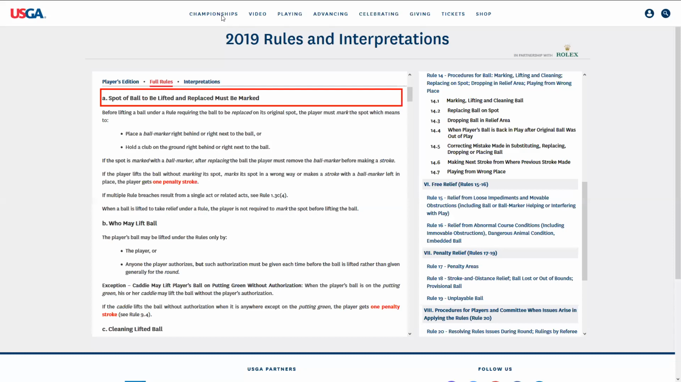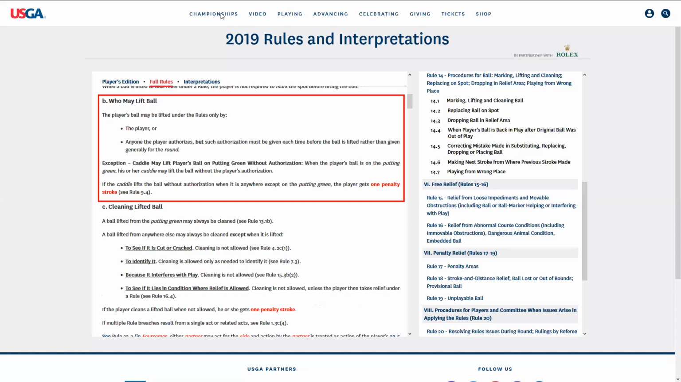14.1b, who may lift the ball? The player's ball may be lifted under the rules only by the player or anyone the player authorizes, but such authorization must be given each time. And here's the exception for 2019. Caddies may lift players' balls on the putting green without authority. This was added in theory to pick up the pace of play. So this only applies on the putting green, and that means that the caddie can always pick it up without prior authority.